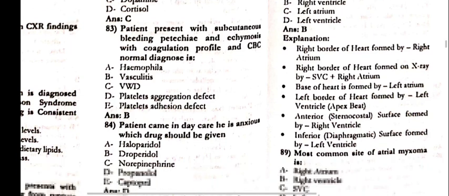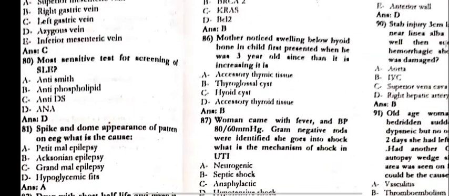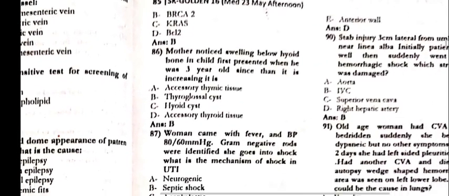The diagnosis is vasculitis. The patient came in from daycare. He is anxious. Which drug should be given? That's propranolol. The gene alteration in carcinoma of the pancreas, that is option B, which is BRCA2.